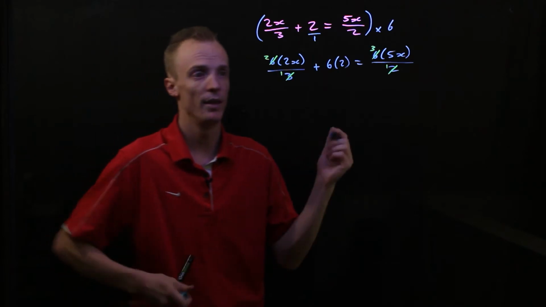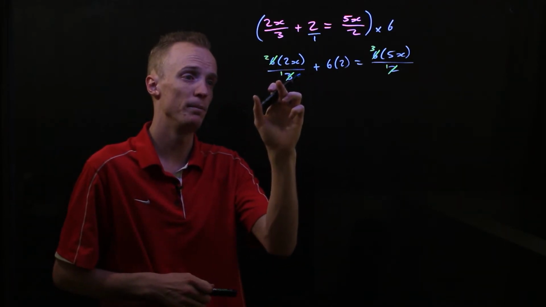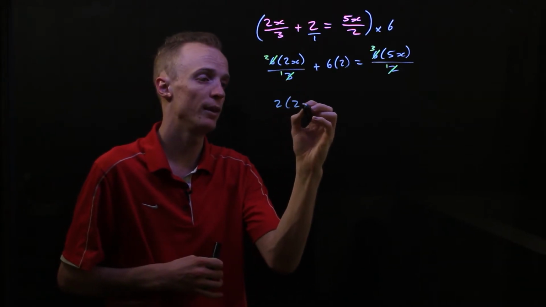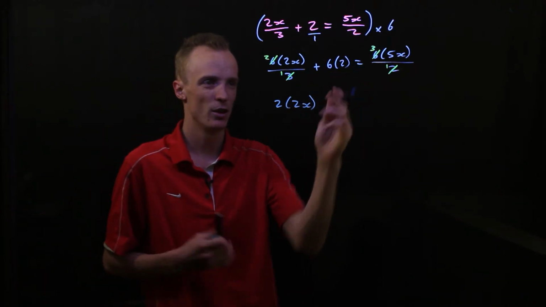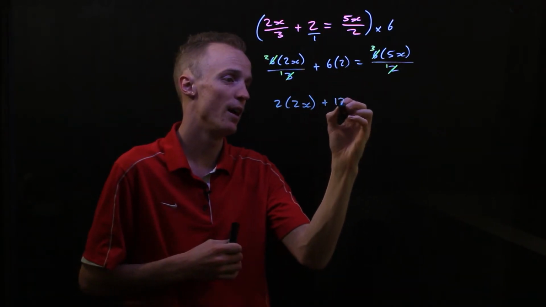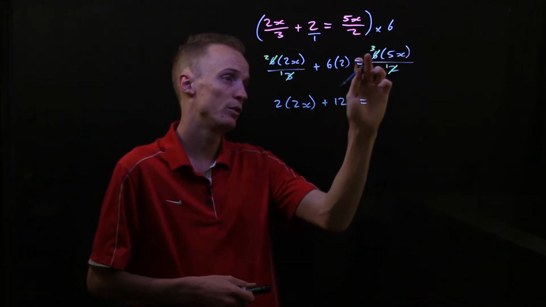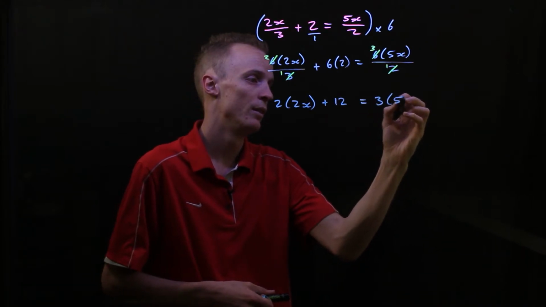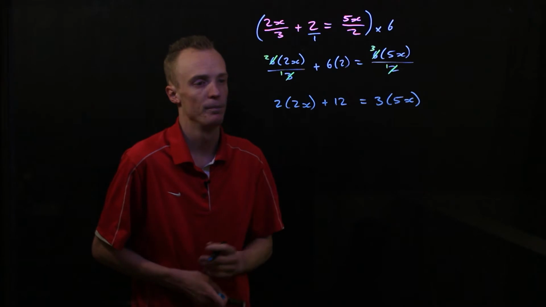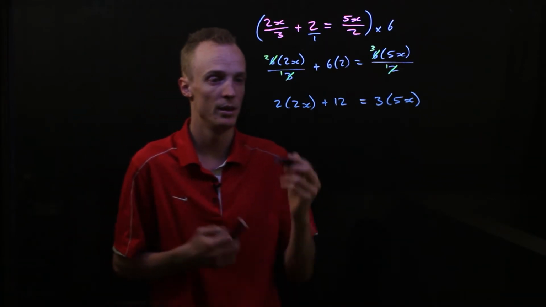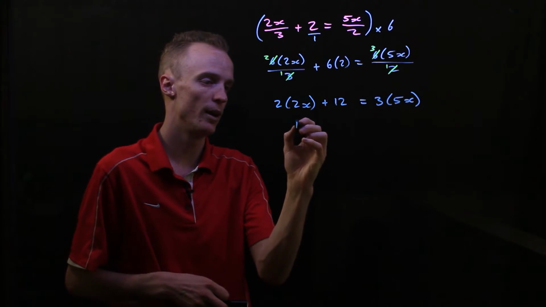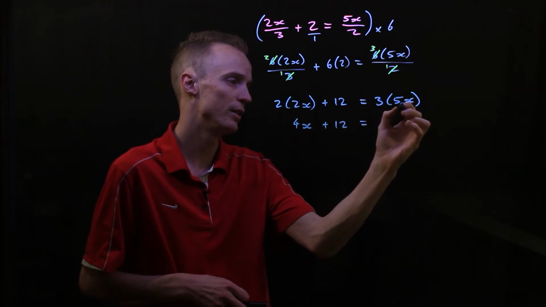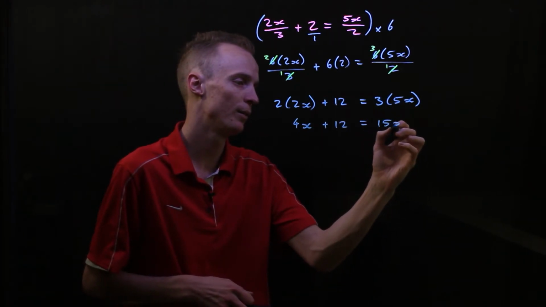We can now rewrite this. I've got 2 times 2x over 1. Over 1 just means I don't have to write it as a fraction anymore, so this will be 2 times my 2x. Then 6 times 2 is just 12. That'll be equal to 3 times 5x over 1, which is just 3 times 5x. From here, we expand: 2 times 2x is 4x, add my 12, equal to 3 times 5x, which is 15x.